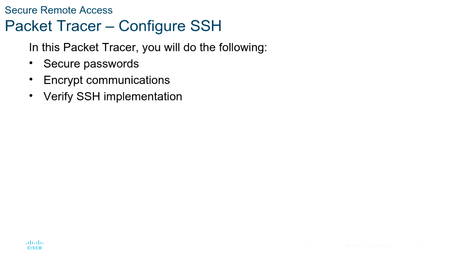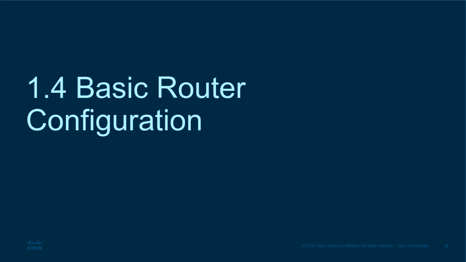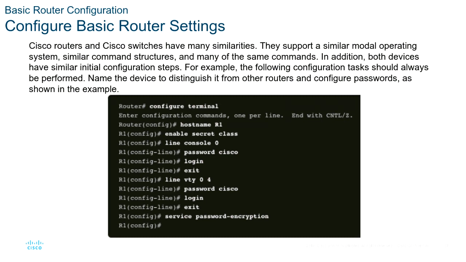Okay, we're going to do this in the real world here. Now let's look at routers. Routers and switches are so similar. They use the same IOS. Cisco did a wise thing by making the IOS command set pretty much the same for all their devices. So once you learn one IOS, you can configure any Cisco device you'll ever run into in the future.